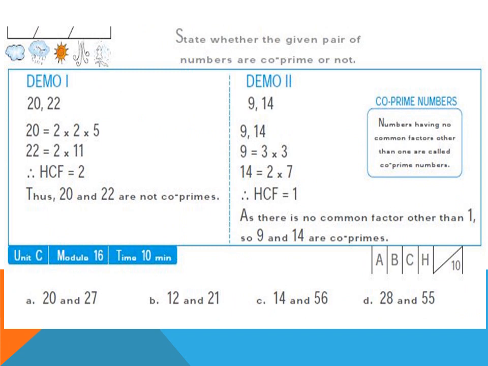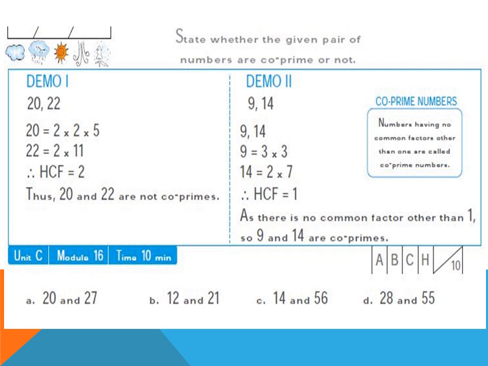So module number 16: state whether the given pair of numbers are coprimes or not. Now, a quick reminder of what coprimes are. You have already learned about coprimes in your class 5, but still, this is a quick revision. Look at the blue box on the right hand side of the screen. Numbers having no common factors other than 1 are called coprimes. Any two numbers which have no other common factor except 1 are coprimes.